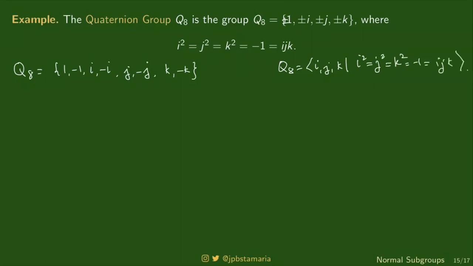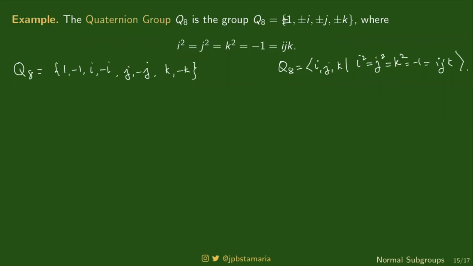So that's the presentation, the group presentation. It can be generated by 3 elements, na ang squares ay -1. 1 is the identity. Tapos yung IJK, yung product nilang tatlo ay -1 as well.